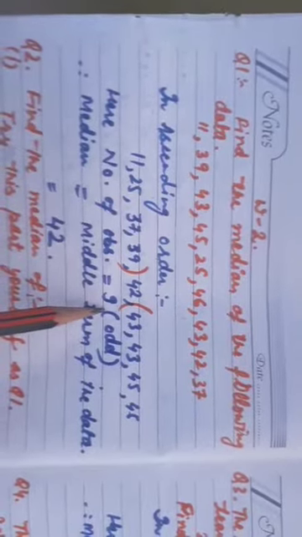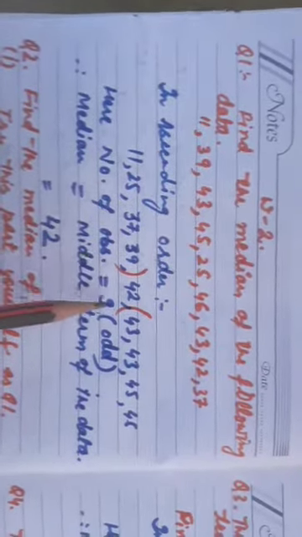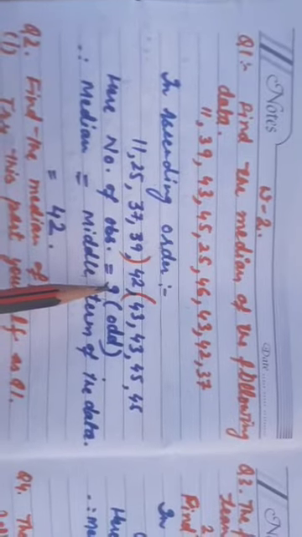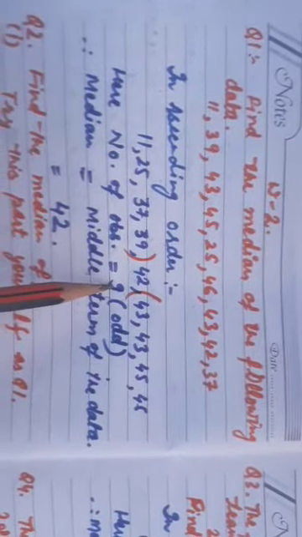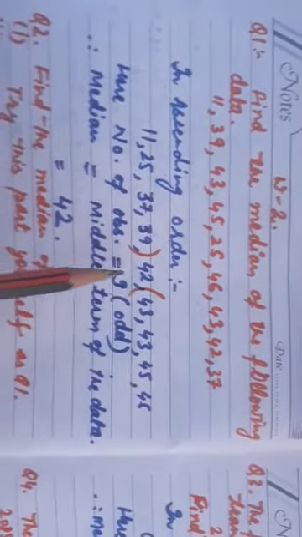That is odd. So in case of odd, the median of the given data is the middle term. So 9 minus 1 is 8, and half of 8 is equal to 4. The 4 terms on the left hand side and on the right hand side we will remove.